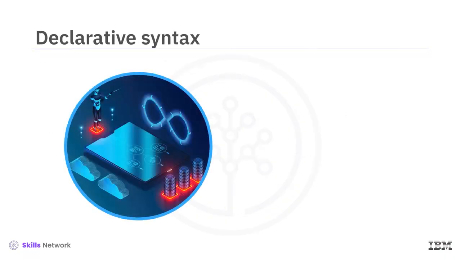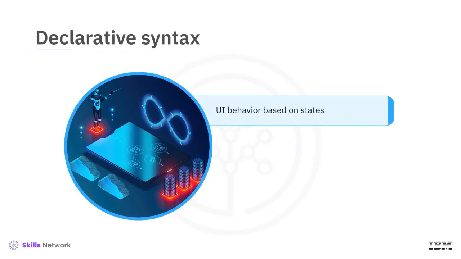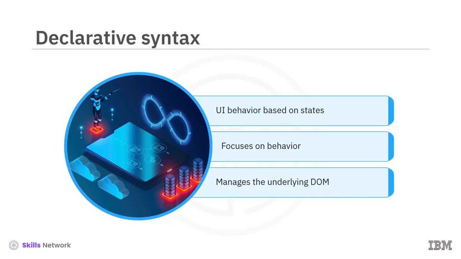React uses a declarative syntax that updates how the UI should behave when data or states change. This declarative paradigm lets developers focus only on specifying the intended UI behavior, while React efficiently manages the underlying DOM. In essence, developers instruct React on what to do rather than how to do it.